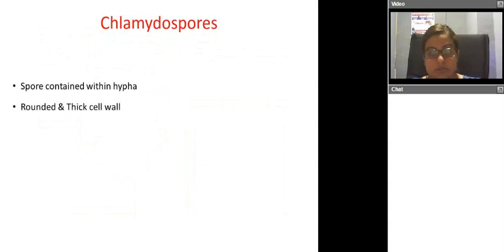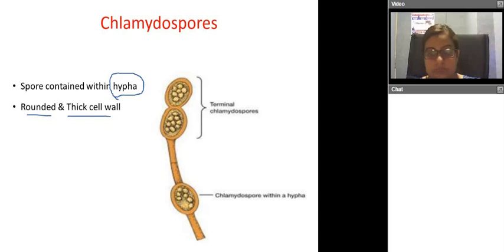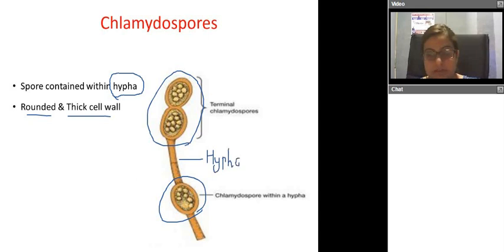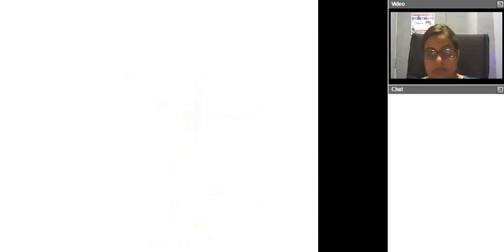Next are the chlamydospores. They are contained within the fungal hyphae. They have a round and thick cell wall. Can you see? This is the fungal hyphae and the round and thick chlamydospores developing from the hyphae. Clear? Are you people understanding very clearly? These are the chlamydospores.